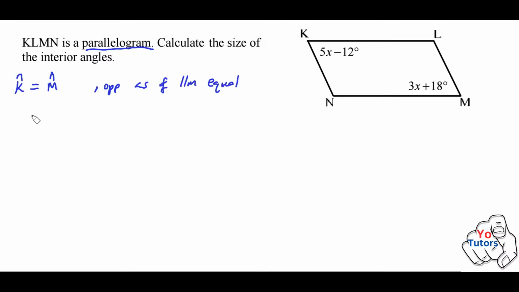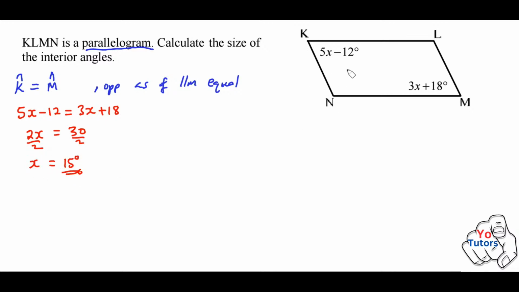Using that information, we can calculate: 5x minus 12 should be equal to 3x plus 18. Solving this as algebra, 5x minus 3x gives us 2x. Then we take the 12 to that side, which gives us 30. So 2x equals 30, and x is equal to 15.